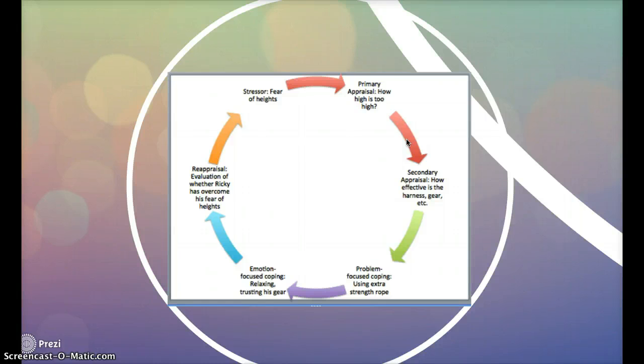Then he moves to the coping mechanism. For problem-focused coping, there is an environmental thing that he could change, so he could use extra strength rope. Then for emotion-focused coping, he could choose to relax and trust his gear. And then finally moving on to the reappraisal, where he can determine whether or not the stress of his fear of heights has been negated.